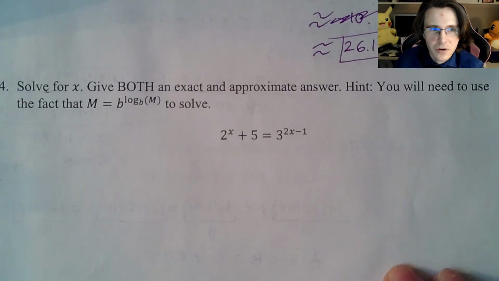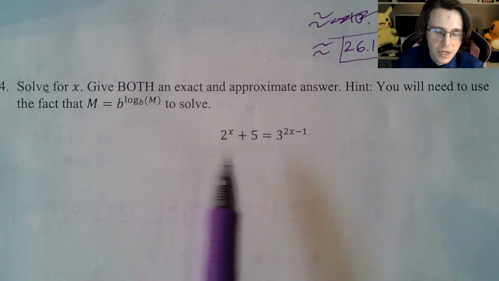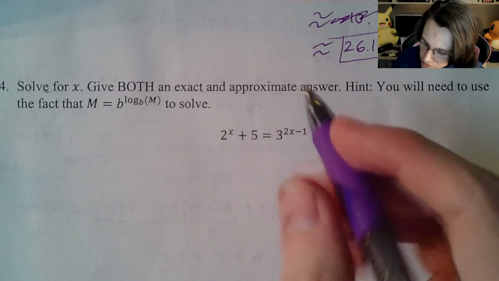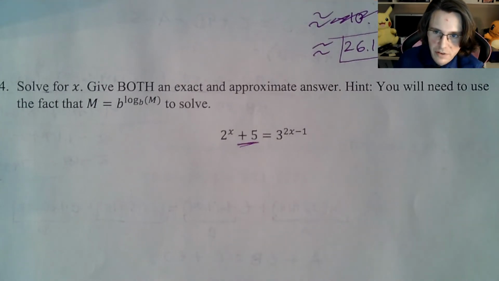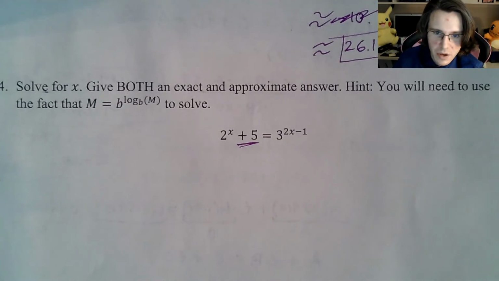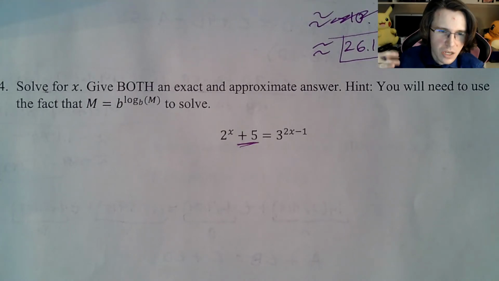All right, solve for x. Give both exact and approximate answer. Hint, you'll need to use the fact, this guy right here. So I gave this extra information here because this problem has this plus 5, and we haven't had to deal with a plus 5 like this before. So because we have not had to deal with a plus 5 like that, it's going to cause the problem.